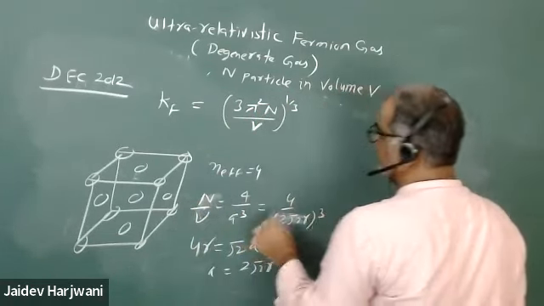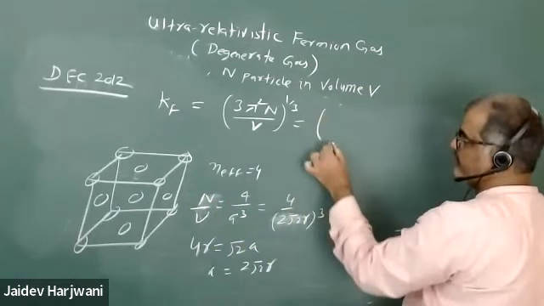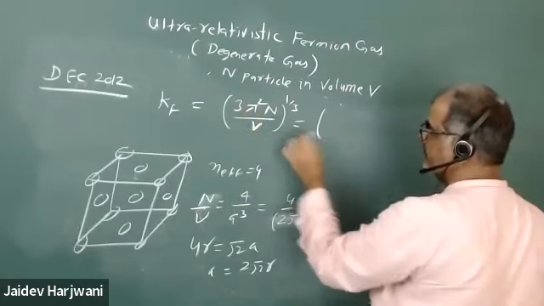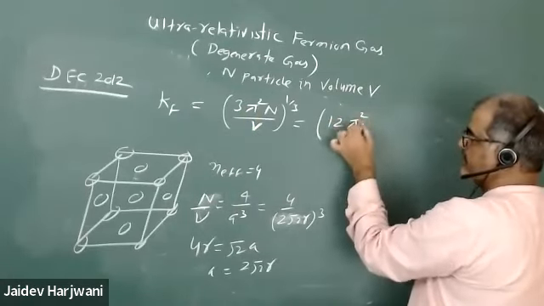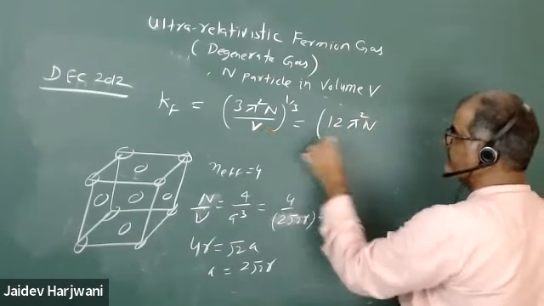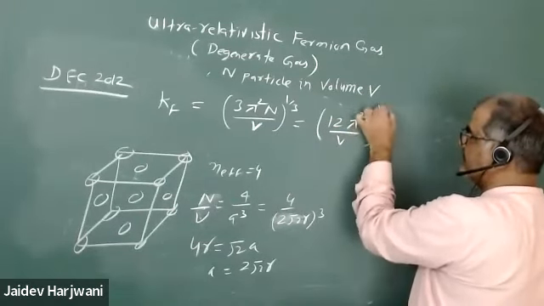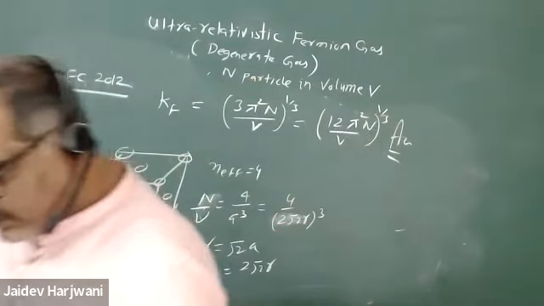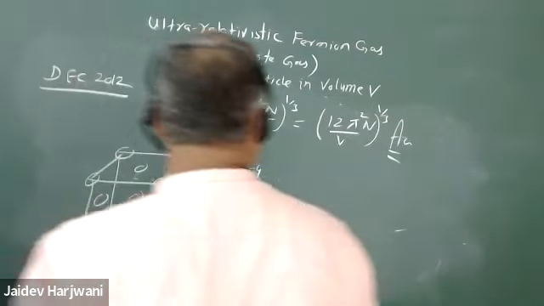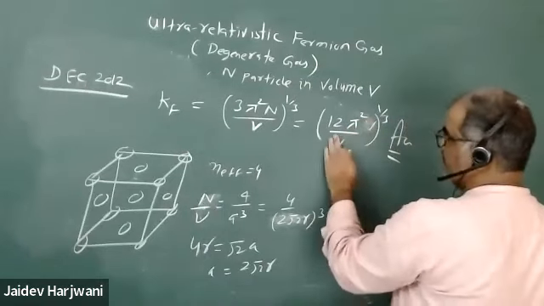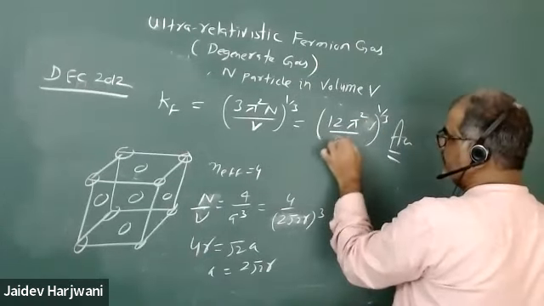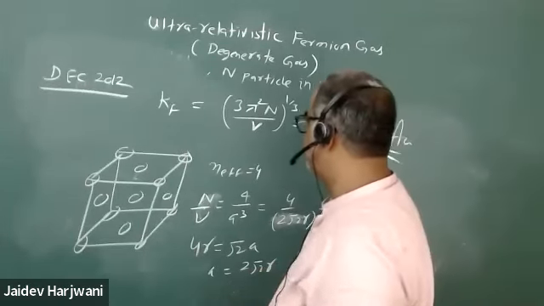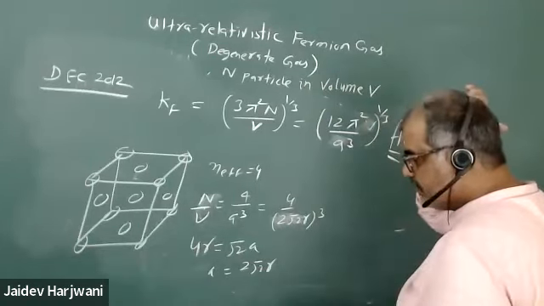n by V is 4 upon a cube. So if you put 4 upon a cube, this becomes 3 pi square, so 4 into 3, 12 pi square. n नहीं, n तुमने लिख दिया वैल्यू. 12 pi square upon V, and V is here a cube. 12 pi square upon a cube, to the power 1 by 3. Check it. ये आंसर आ रहा है कि नहीं आ रहा है?